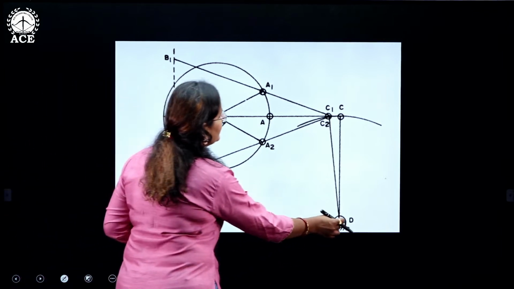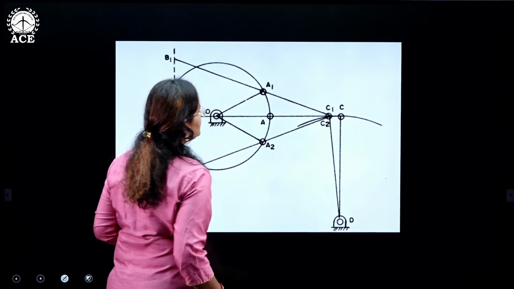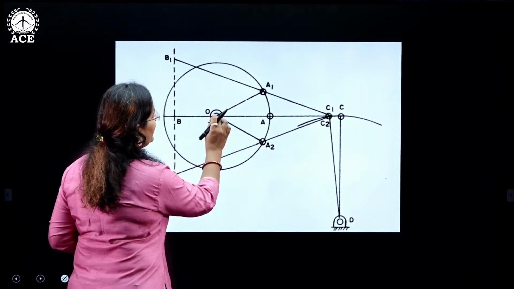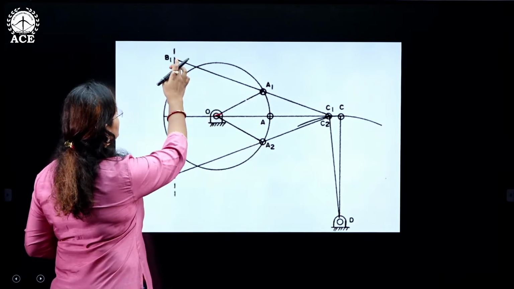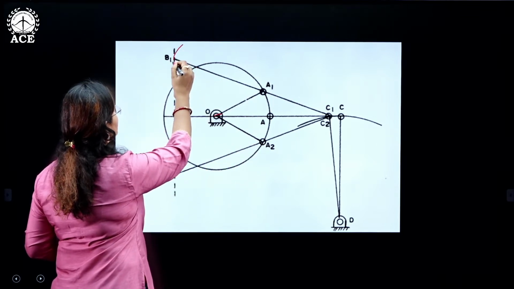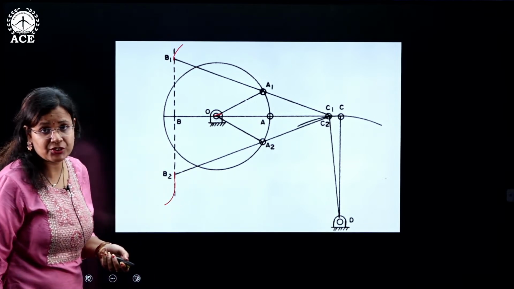The OC link is moving, oscillating. It is taking the point C1 and then C2. Whenever this link OA is displaced from OA1 to OA2, and whenever it is extending over here, after this it is going to turn like this and forming an approximate straight line here.